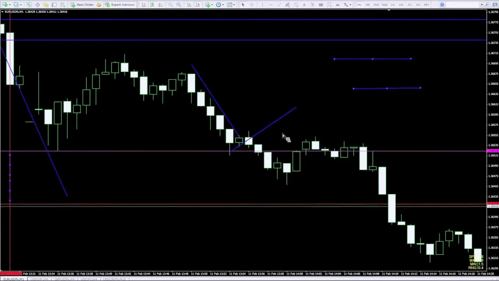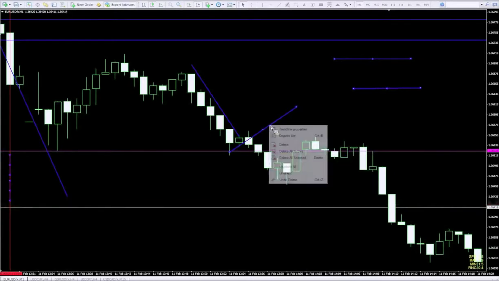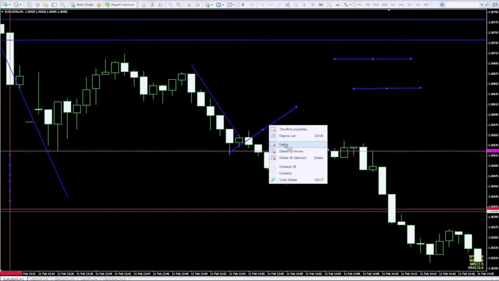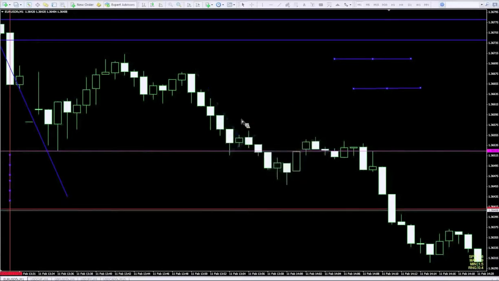What creates a wedge is when price cannot make a new high and it cannot make a new low.